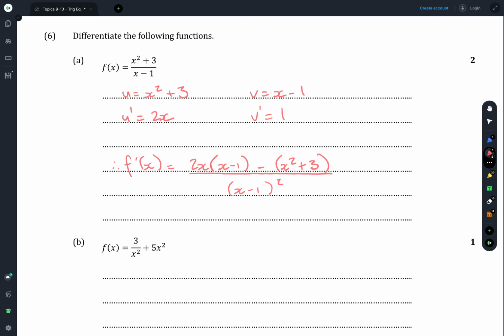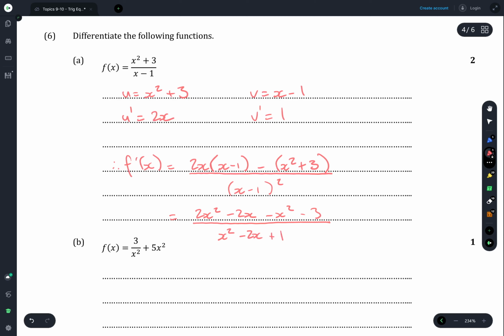Now, technically, there we've differentiated, so we can just leave it there. But we might as well just do a bit of expanding if we can. So from here, we have 2x squared minus 2x minus x squared minus 3 over x squared minus 2x plus 1. And then we can see that those x's cancel out a little bit. So we have 2x squared minus x squared is x squared, minus 2x minus 3 over x squared minus 2x plus 1. And of course, what you can't just do from here is just say, well, that these cancel out, these cancel out.